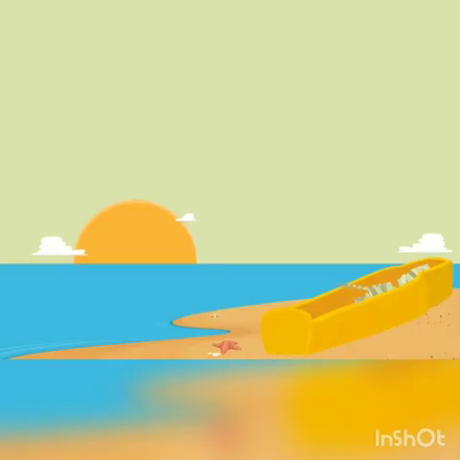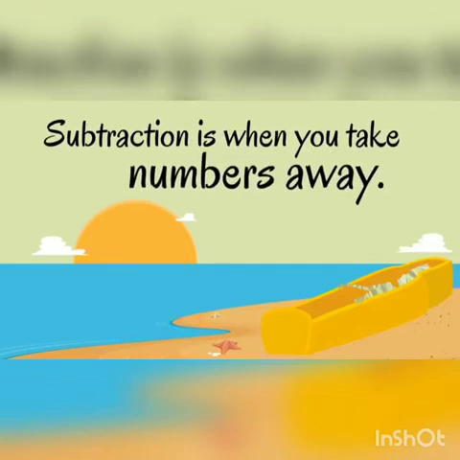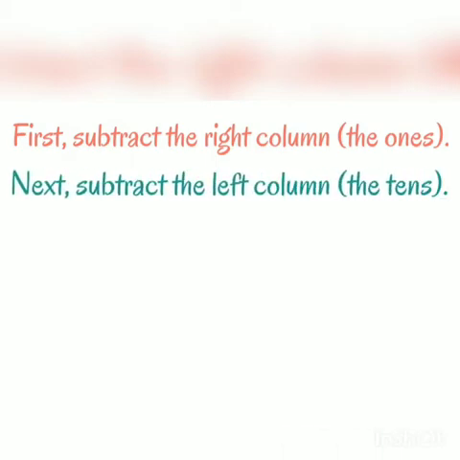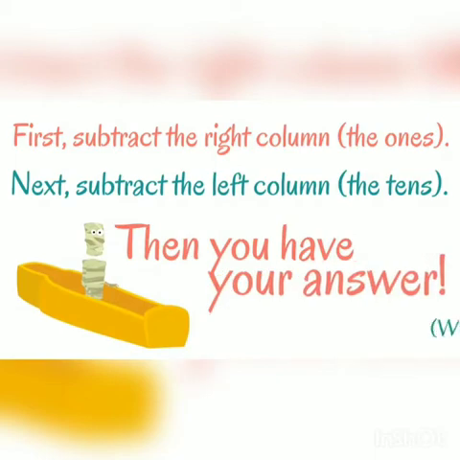So, Mummy, subtraction is when you take numbers away. Sometimes subtraction problems can have little numbers, or other times subtraction problems can have bigger numbers, double-digit numbers. Here's how it works, Mummy. First, subtract the right column, the ones. Next, you subtract the left column, the tens. Then you have your answer, which is called the difference.